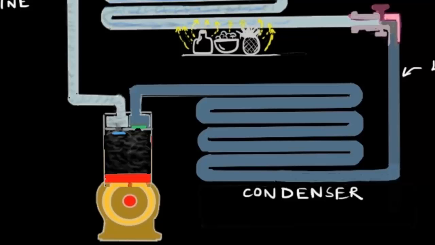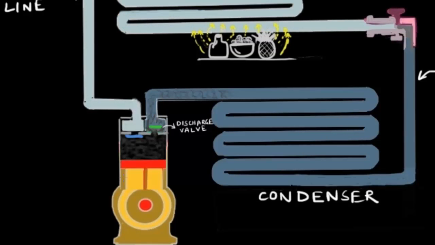So as the piston is going all the way down, the gas comes in and fills the entire chamber, and at some point the pressure inside here equals the pressure outside, that is in the suction line. So at that point, the suction valve closes. It is a one-way valve, which means that it's not letting gas go in the other direction, back into the suction line. And then the piston starts going upwards.